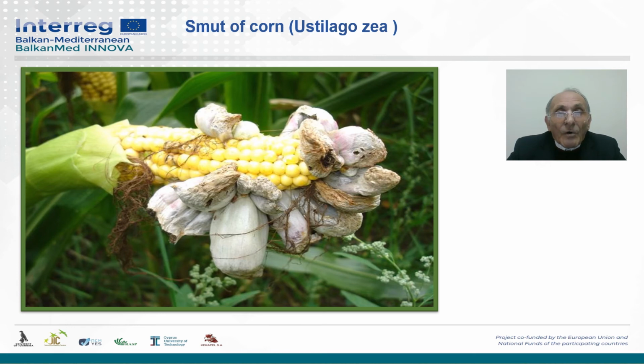Smut of the corn, Ustilago maydis, is a disease we see often in the maize, but not for many cultivars. Some cultivars are sensitive, some are resistant. Nevertheless, it's a dangerous disease if we don't take into account the control measures.